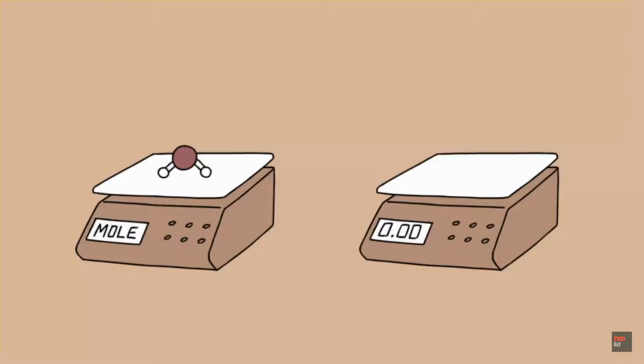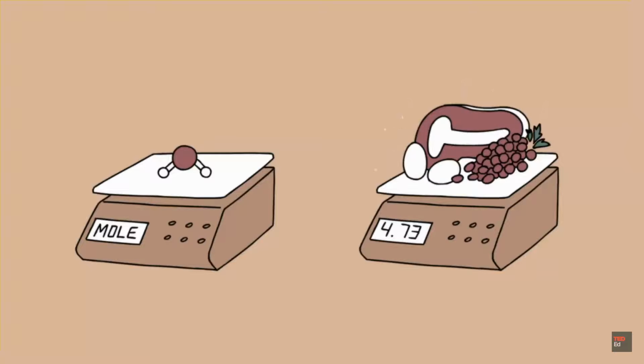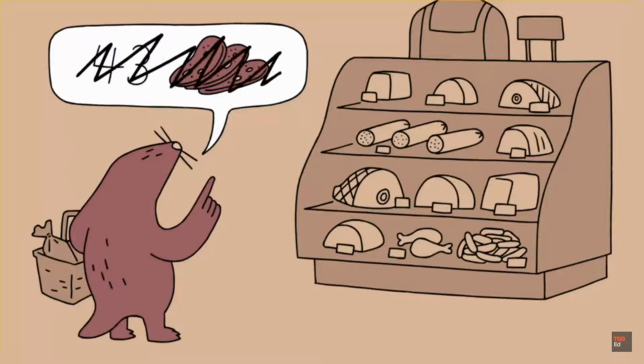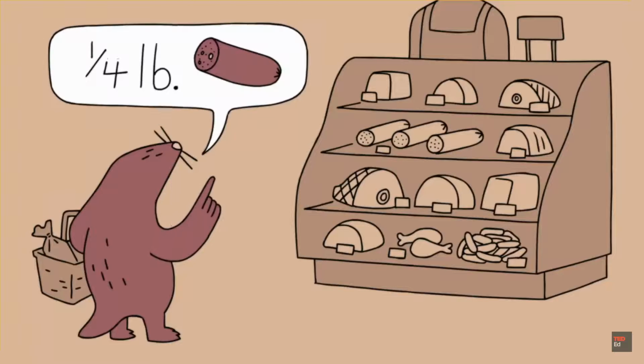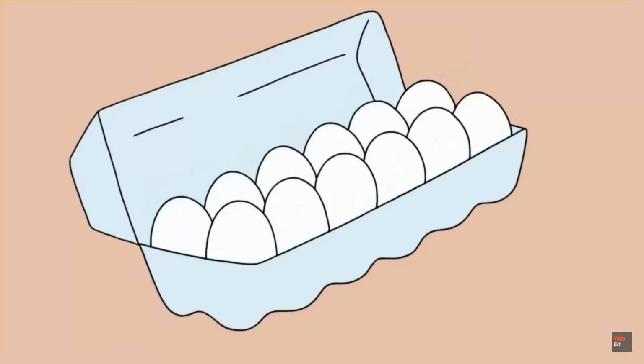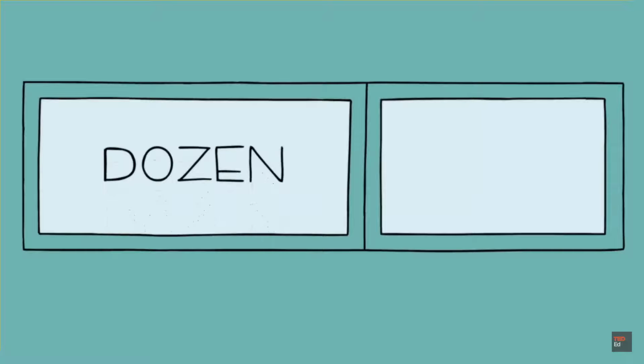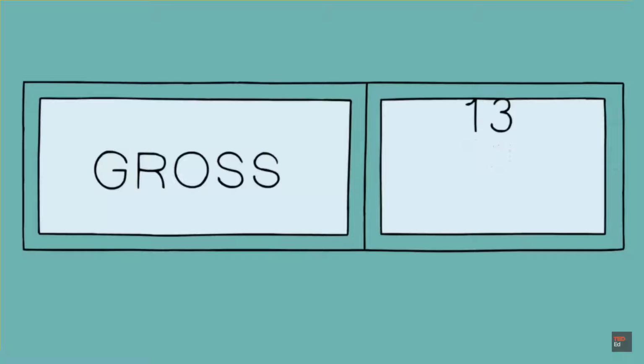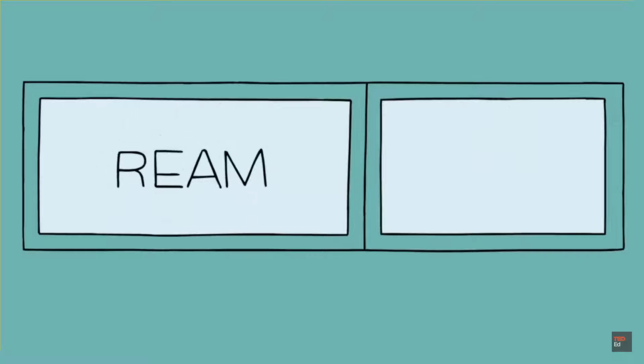You might be surprised to know that chemists use it the same way you use pounds to buy grapes, deli meat, or eggs. When you go to the grocery store, you don't go to the deli counter and ask for 43 slices of salami. You buy your salami by the pound. When you buy your eggs, you buy a dozen eggs. When we hear the word dozen, we probably think of the number 12. We also know that a pair is 2, a baker's dozen is 13, a gross is 144, and a ream of paper is, anybody? A ream is 500.